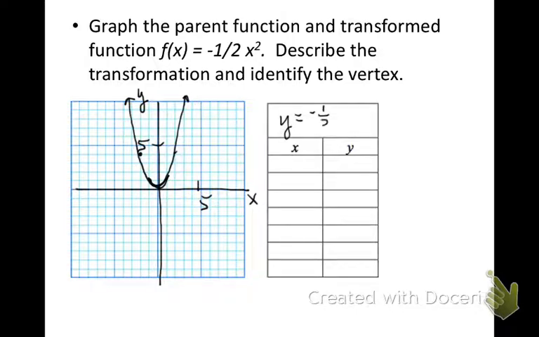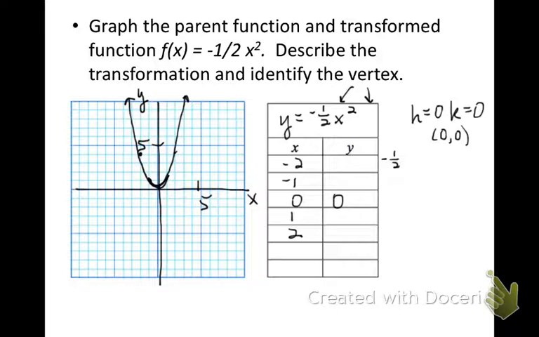So negative 1/2 x squared. Let's identify the vertex. Our h and k values are what are being added and subtracted. And we can see that nothing is being added or subtracted to the x or at the end. So once again, we've got a vertex at 0, 0. We're going to place that in the middle of the table. Then we're going to step 2 steps in the negative direction and 2 in the positive direction.